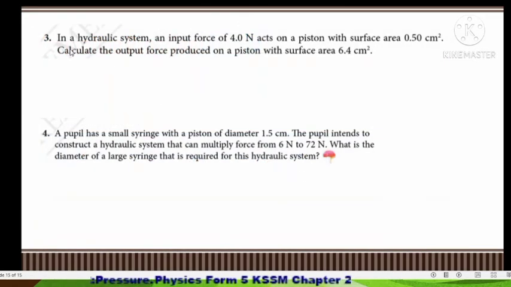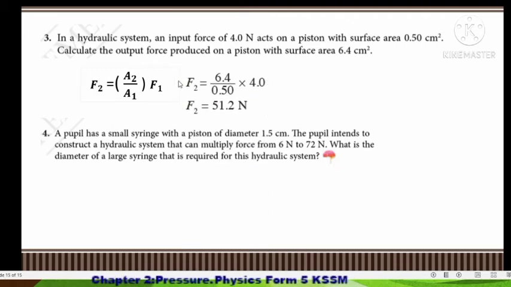Okay, number 3, in a hydraulic system, an input force of 4 Newton acts on a piston with surface area 0.5 cm squared. Calculate the output force produced on a piston with surface area 6.4 cm squared. So apply Pascal formula. Thus we get F2 equals 6.4 divided by 0.5 multiplied by 4. Thus we get the output force equals 51.2 Newton.